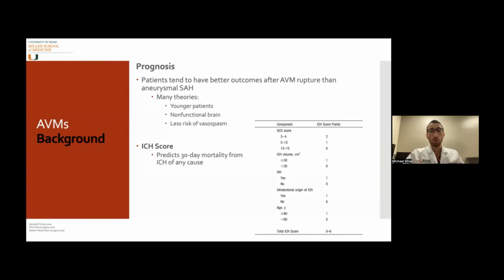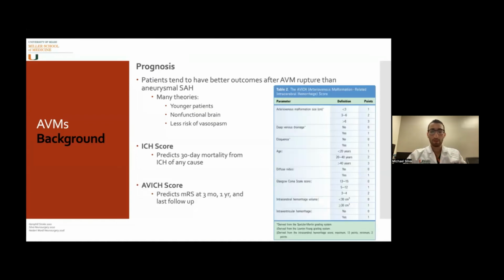We talked about the ICH score, which was developed to predict outcome for any cause of ICH, specifically 30-day mortality. However, it's really not specific to AVM, so it's hard to say if it's the best way to predict prognosis. There's one study out there that developed an AV ICH score, so basically an AVM ICH score, and added a couple of modifiers to make it more predictive. However, it's a little bit lengthy and complicated to calculate. So there are no real great ways to estimate prognosis for these patients.